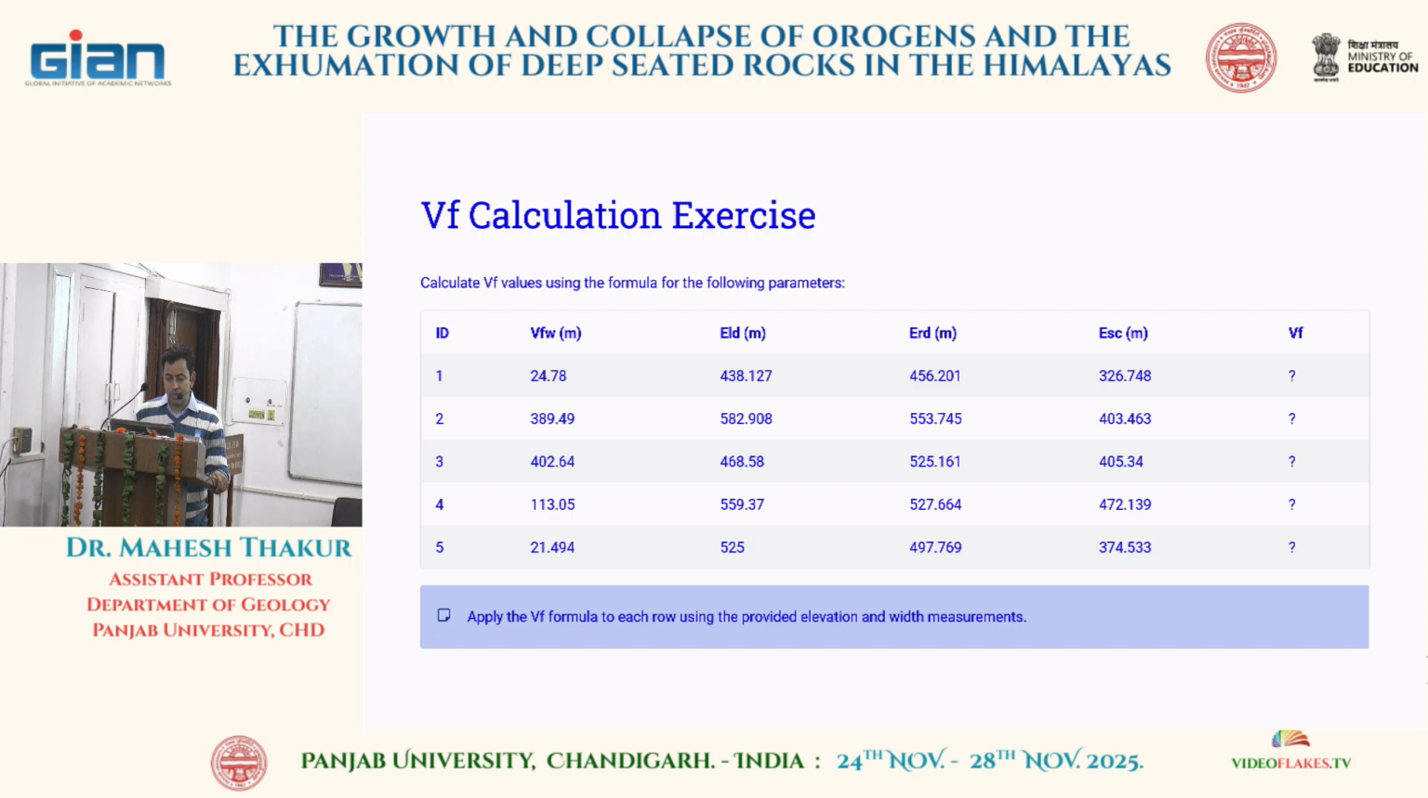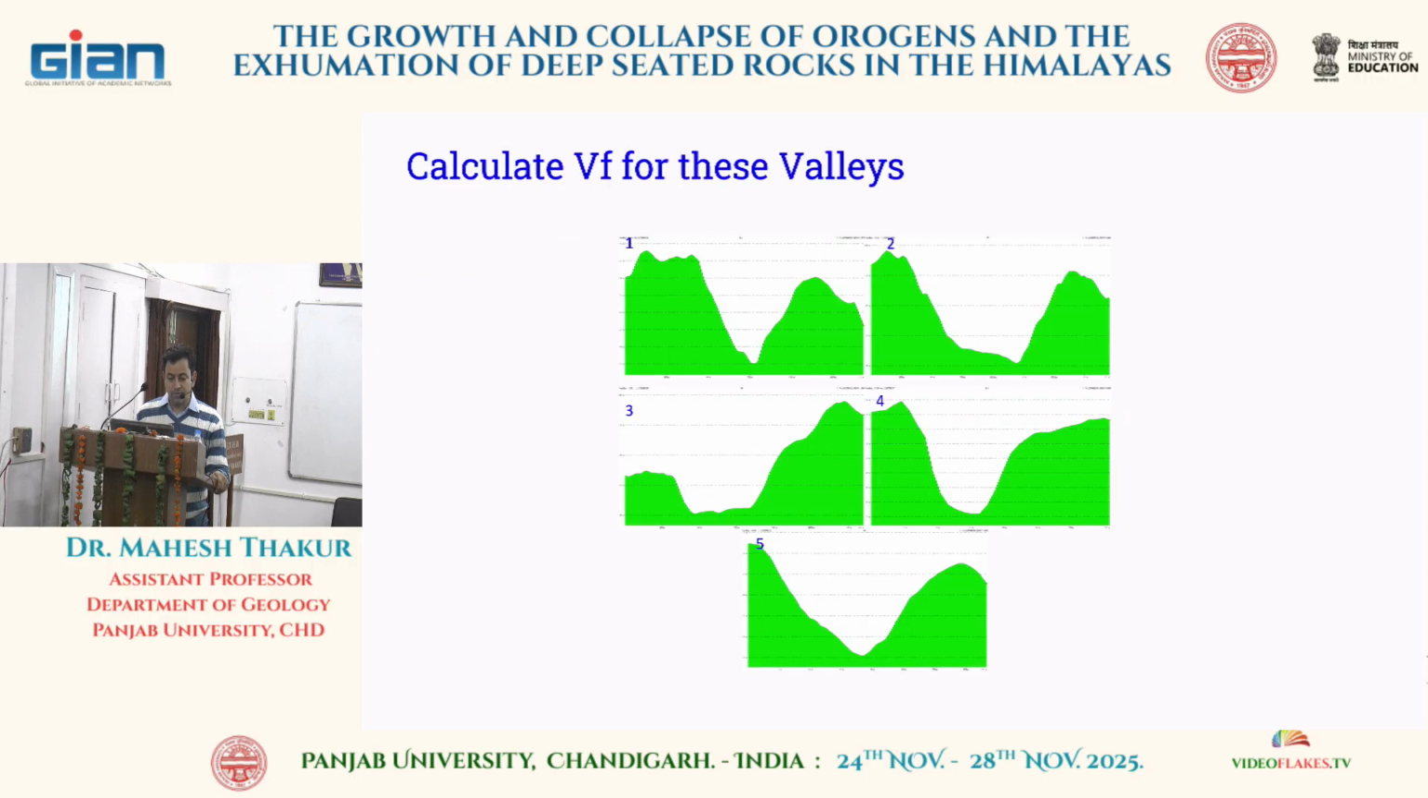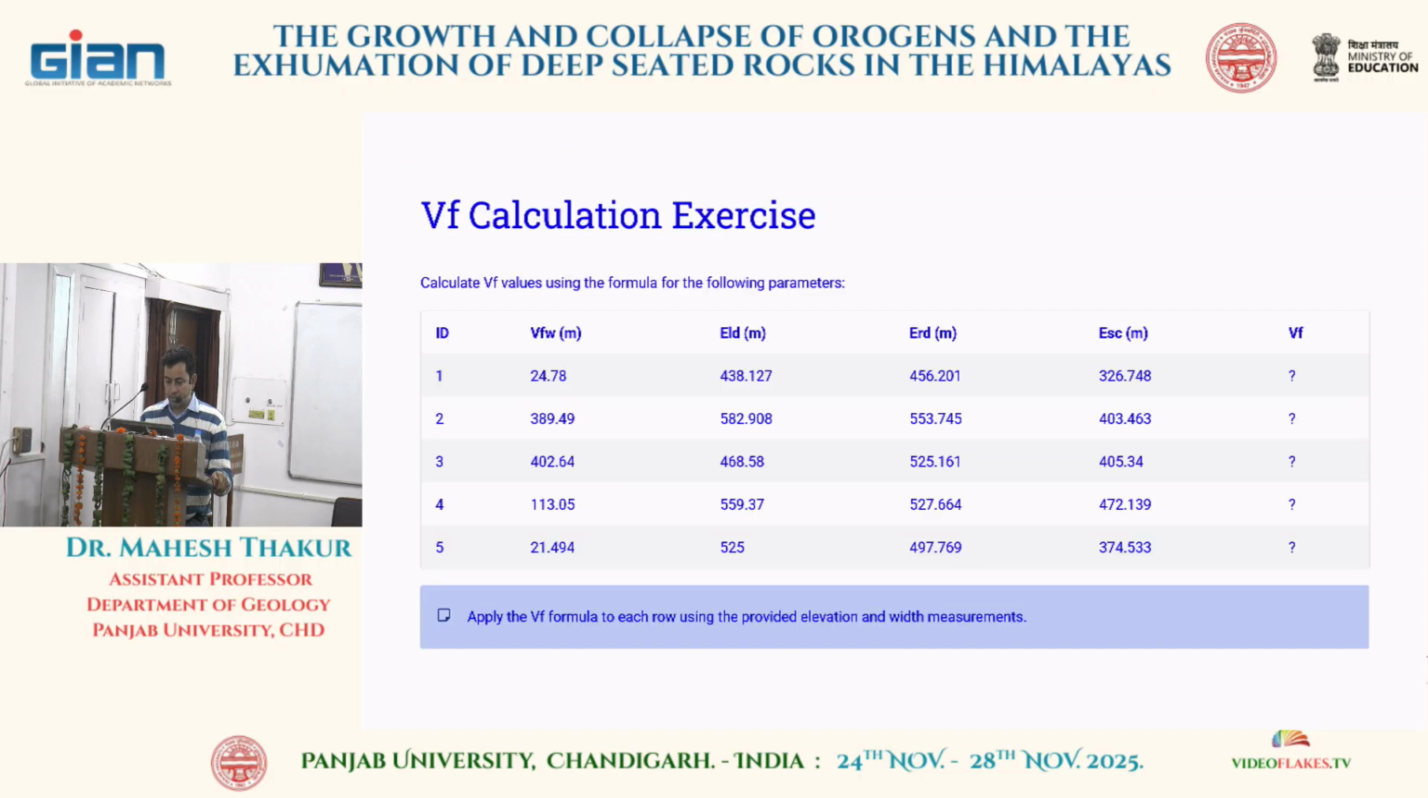So now you are given the problem set, and you can calculate the VF for these five profiles, and then we will discuss. You are also supposed to write which valley you think is tectonically active and which one is not. Okay. So now you can do the calculation.